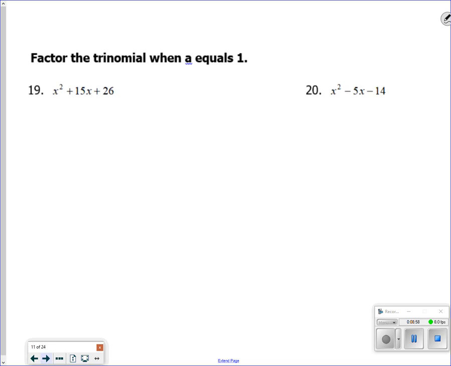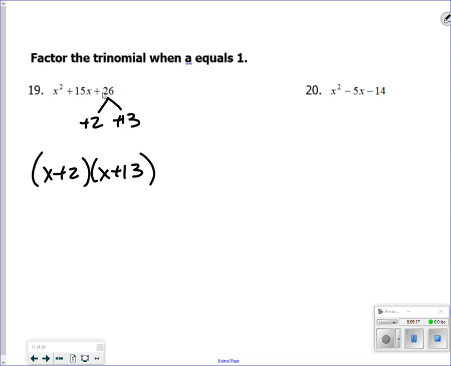Directions now. Factor the trinomial with an a value of 1, meaning there's no number in front of the x squared. So you are going to do factors of 26 that would get you 15. Two things that will multiply to be 26. So I'm going to do 2 times 13. And so x plus 2 and x plus 13. So notice that the x squared got broken down into x times x, and then factors of 26 that would get you 15 are 2 and 13.